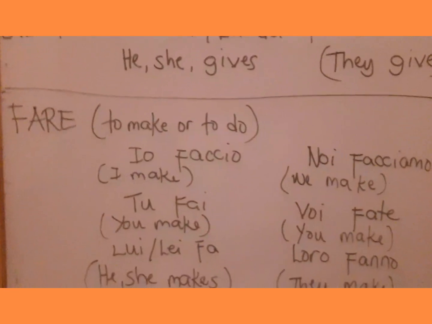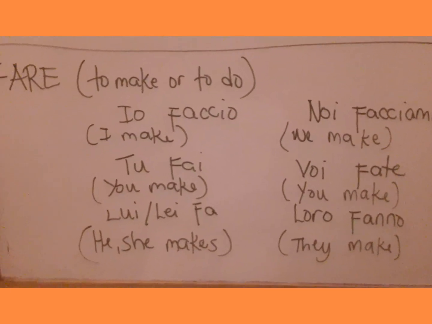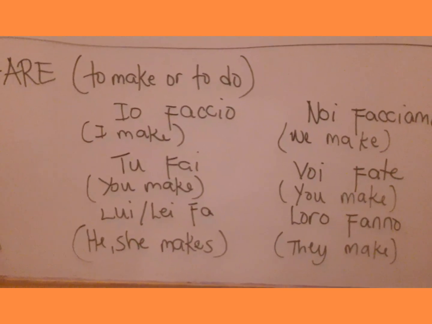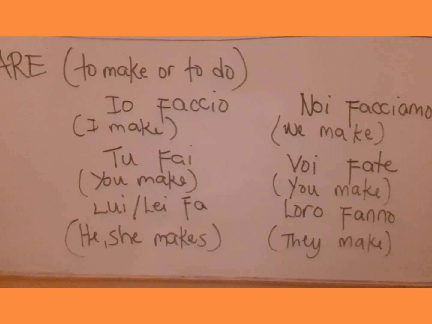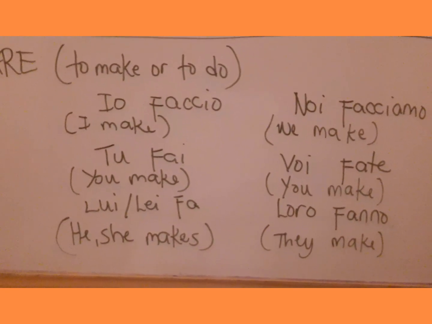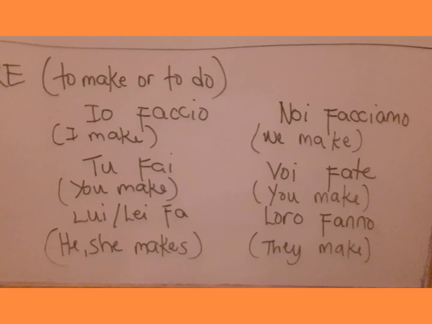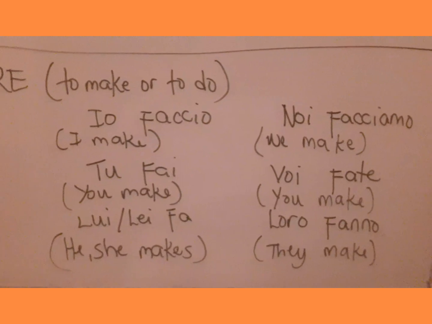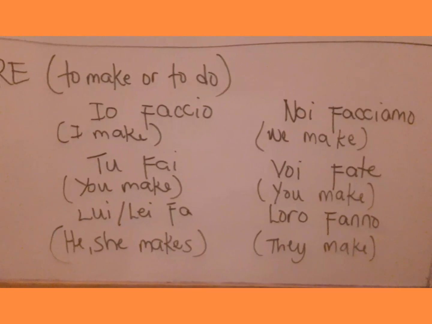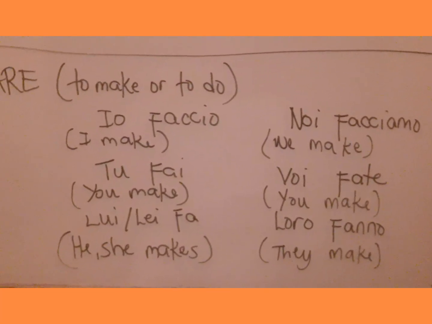Now let's try fare, to make or to do. Fare. Io faccio, I make. Tu fai, you make. Lui, lei fa. He, she makes. Noi facciamo, we make. Voi fate, you make. Loro fanno, they make. Fare, to make or to do.